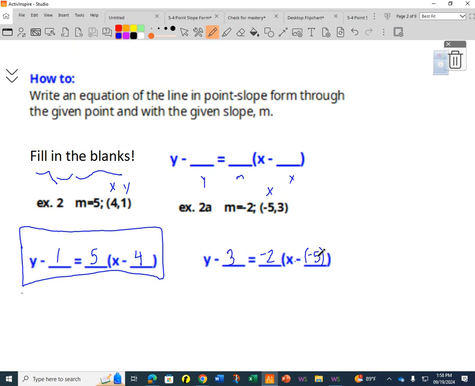We cannot leave this ugliness though. We have to rewrite it as y minus 3 equals -2 times x plus 5. That would be your final answer there. All right, moving on.